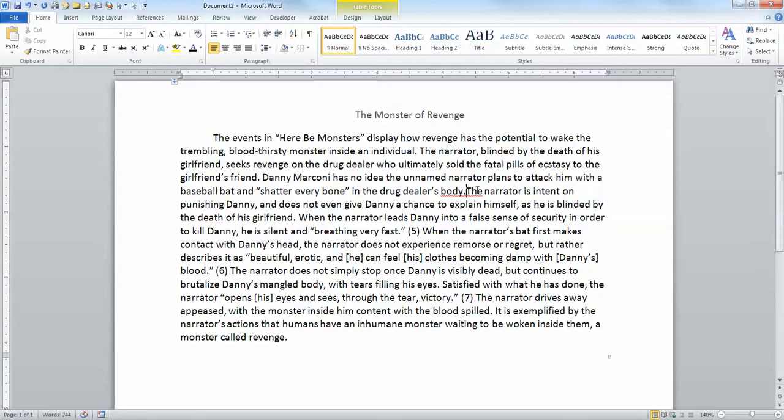By simply taking that best part of the words, that being shatter every bone in the drug dealer's body, I now end up with everything integrated into my own sentence. And we see later on that the author here has actually done that quite well. He's used breathing very fast. So when the narrator leads Danny into a sense of false security, in order to kill Danny, he is silent and breathing very fast. So he has pulled things in. But down here, same thing, where I've got this quote, I like to keep only the beautiful, erotic, or even his clothes becoming damp with blood.